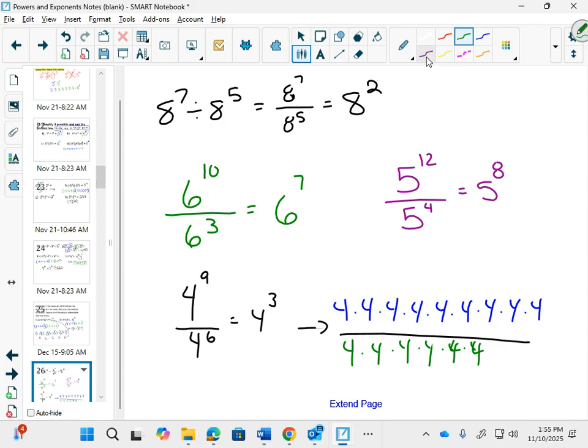Igor, what's 4 divided by 4? 1. So what I like to do here is those cancel out and become 1s. What happens to these 4s? 4 times 4. They all cancel out and become 1s. How many 4s am I left with? 3. I'm left with 3 of them.